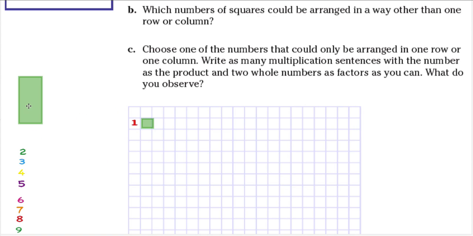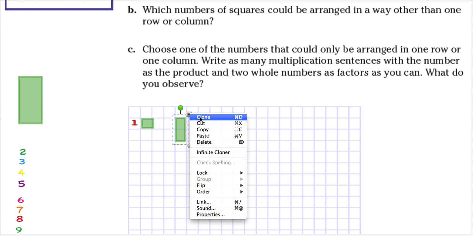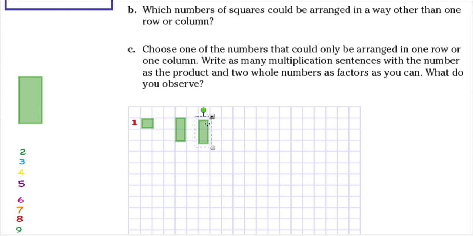If we get 2, there are 2 ways to do number 2. This is one way. Another way would be, let's clone this, going sideways. There you go. So that's 2 right there. I'll put the number 2 right there.